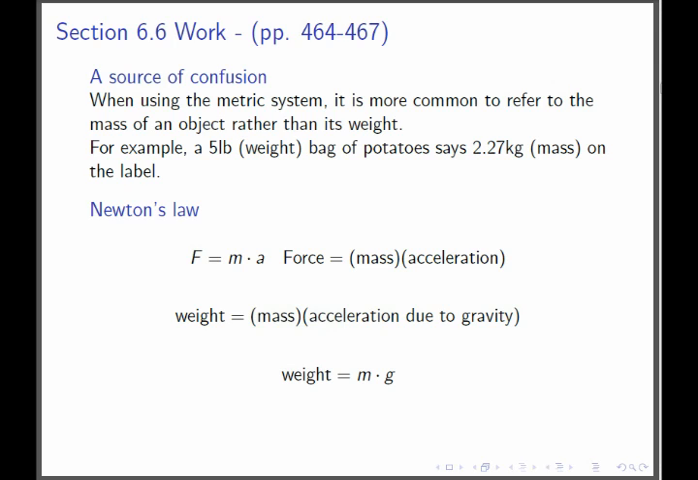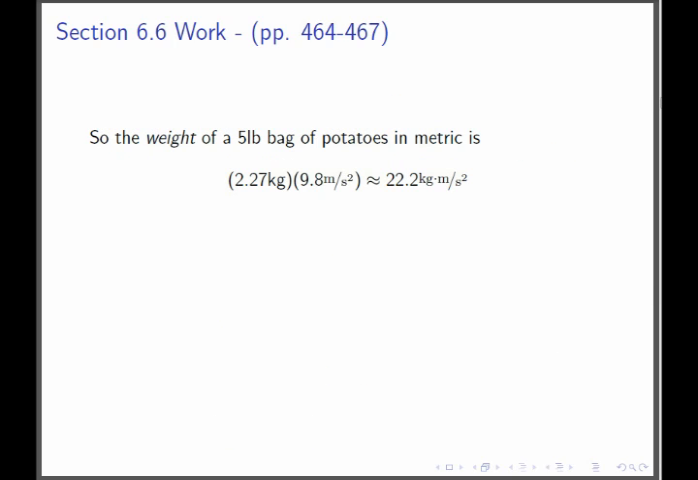Now near the surface of the Earth, this acceleration due to gravity is 32 feet per second squared, or 9.8 meters per second squared. So we can use this weight formula to go between mass and weight. Weight is equal to mg, where g is the acceleration due to gravity. So the weight of a 5-pound bag of potatoes in metric is found by multiplying its mass, which is given in kilograms, times its acceleration. And so its weight has units kilograms times meters per second squared, which may seem strange, but that is true.